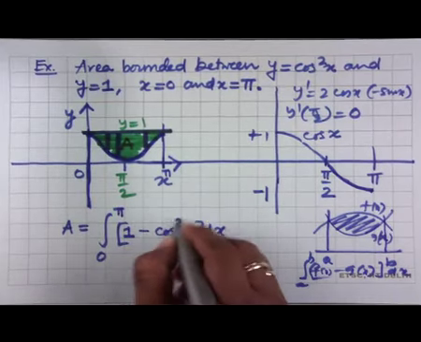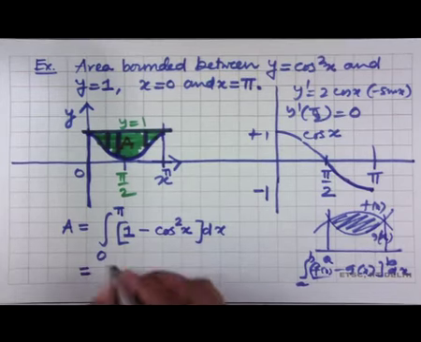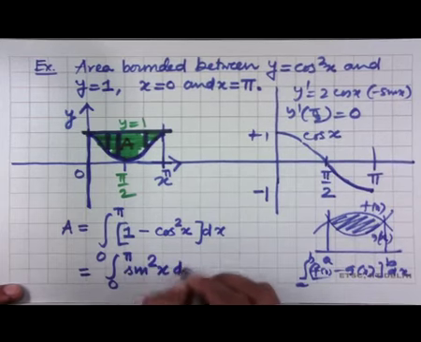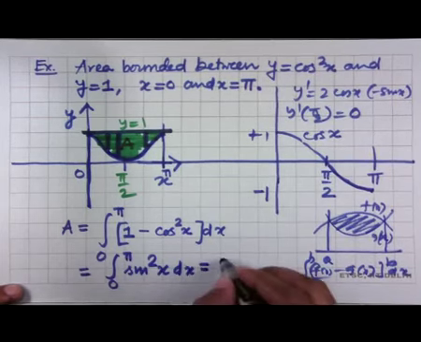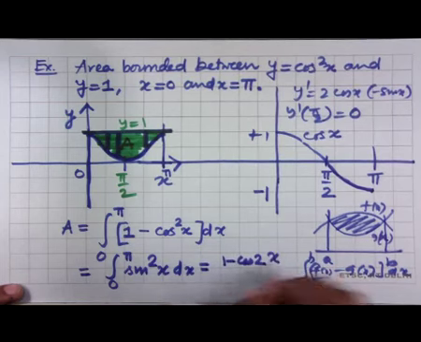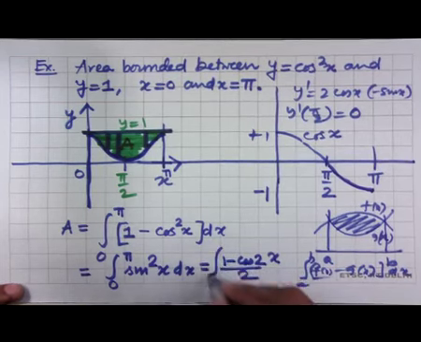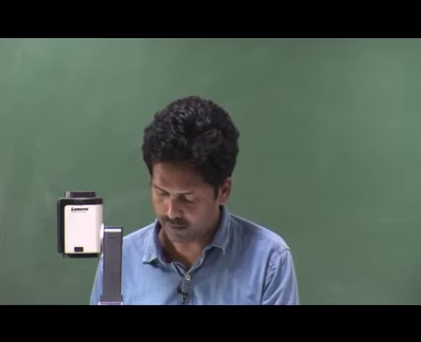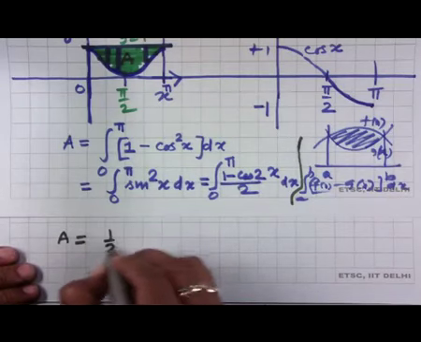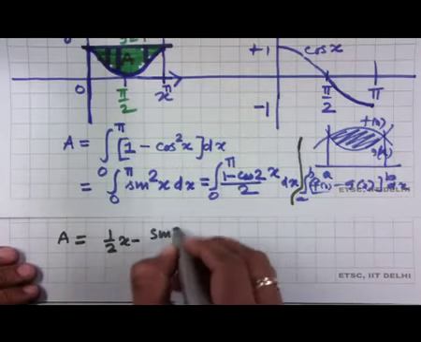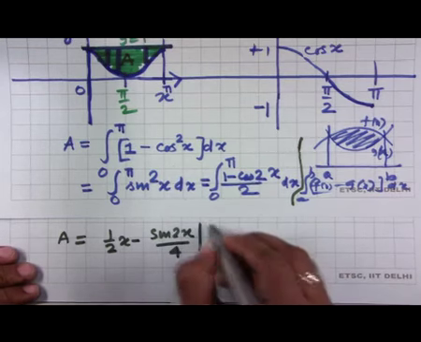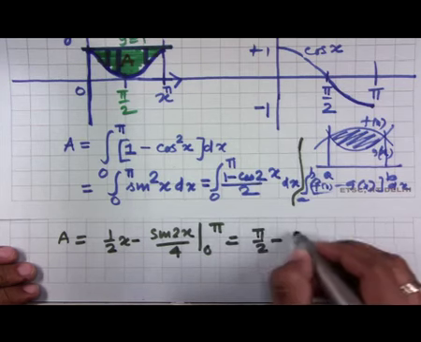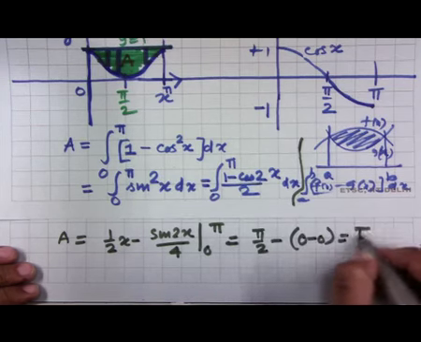So, you get this is equal to the integral from 0 to pi of sin square x dx, which is 1 minus cos 2x by 2, from 0 to pi dx. Area therefore is equal to 1 by 2 times x minus sin 2x by 4, from 0 to pi. So, you get pi by 2 minus 0 minus 0. So, this is pi by 2.